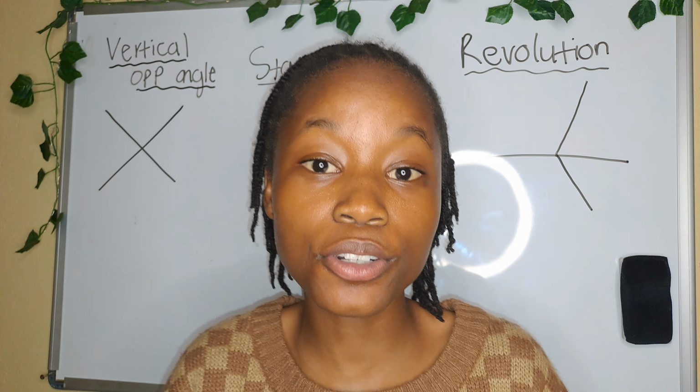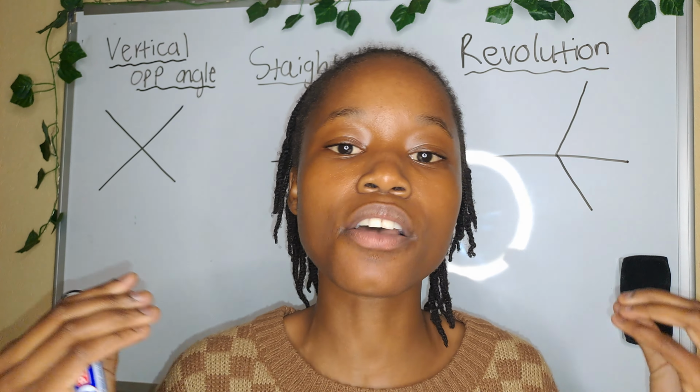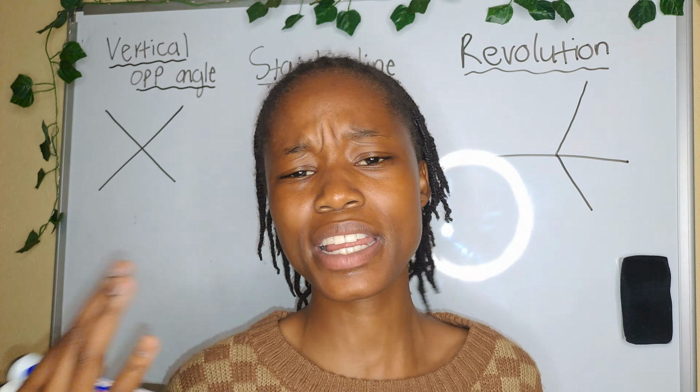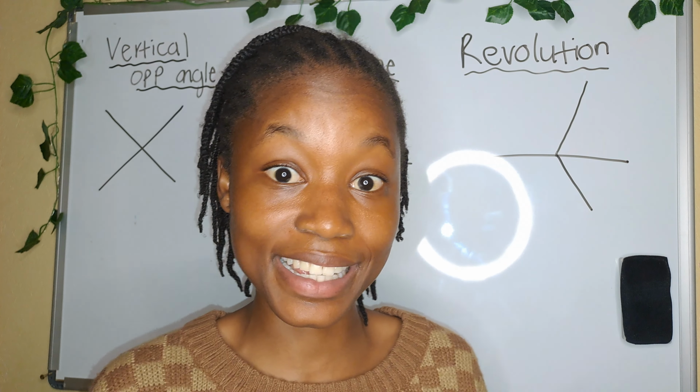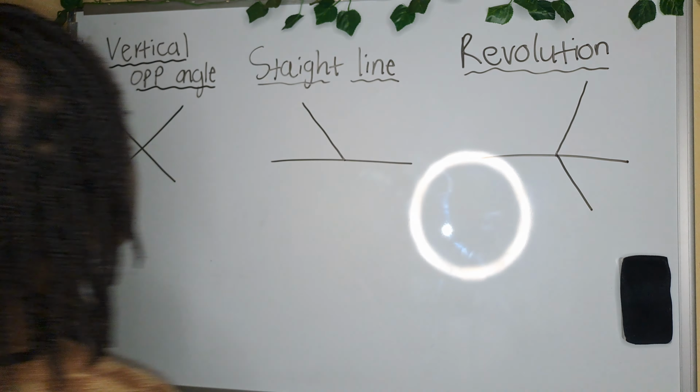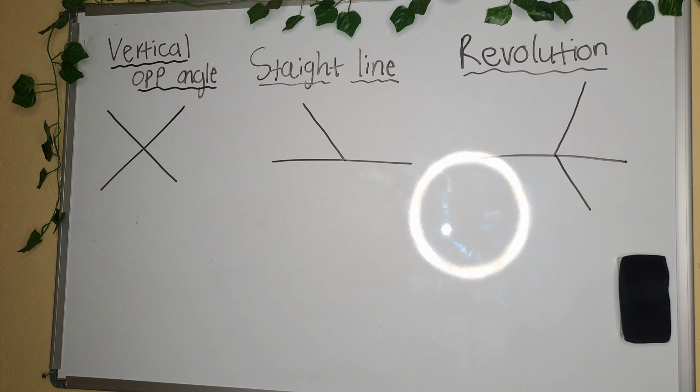So today we're going to look at the properties of straight lines, and this is for grade 9 most specifically, but grade 10 and grade 11 you can still use it for revision of Euclidean geometry. Okay, so we're going to start with the first one, which is vertical opposite angles.